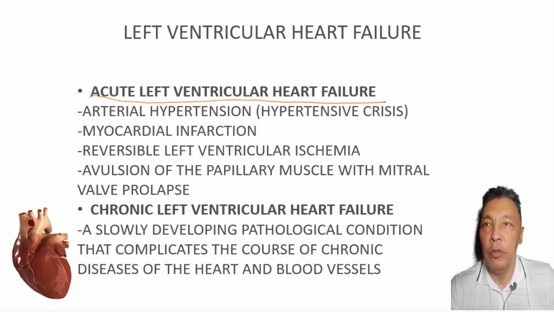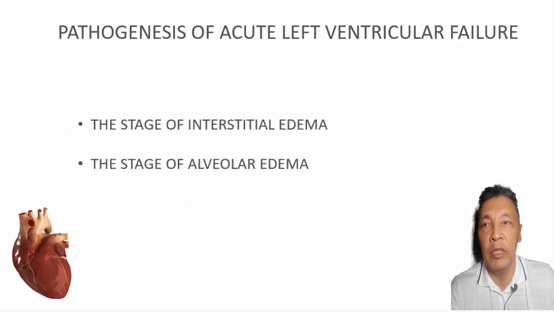Acute left ventricular heart failure occurs with arterial hypertension, hypertensive crisis, myocardial infarction, reversible left ventricular ischemia, and avulsion of the papillary muscles with mitral valve prolapse. Chronic left ventricular heart failure is a slowly developing pathological condition that complicates chronic diseases of the heart and blood vessels.